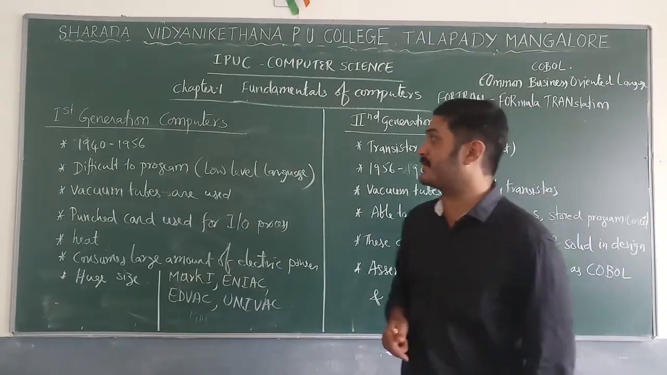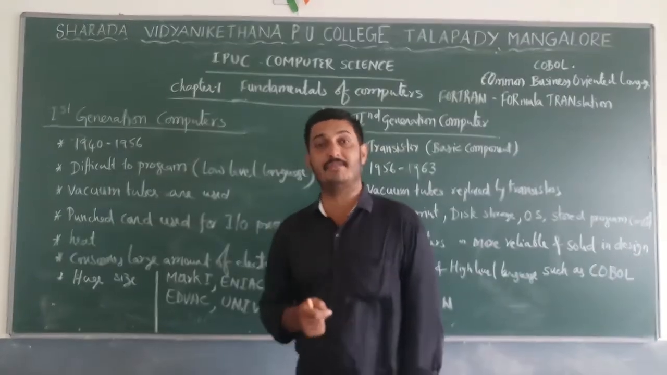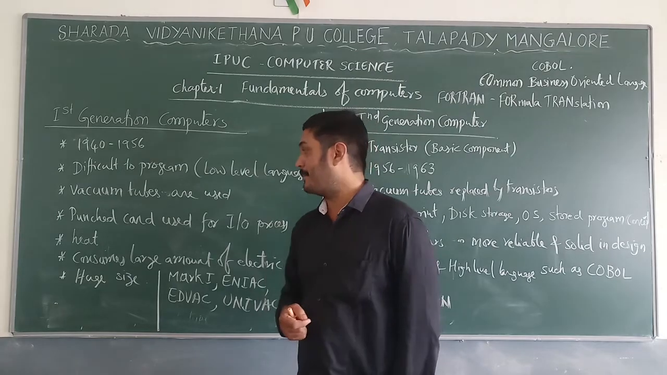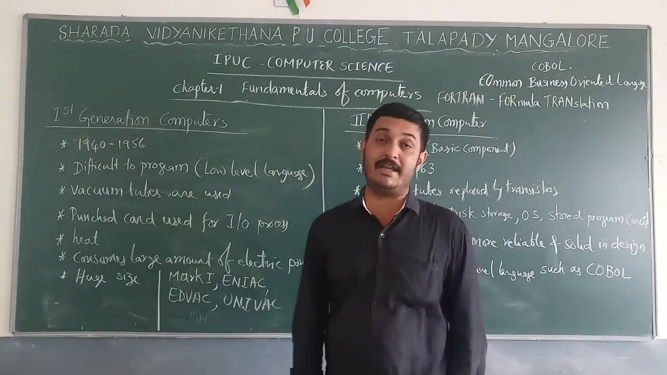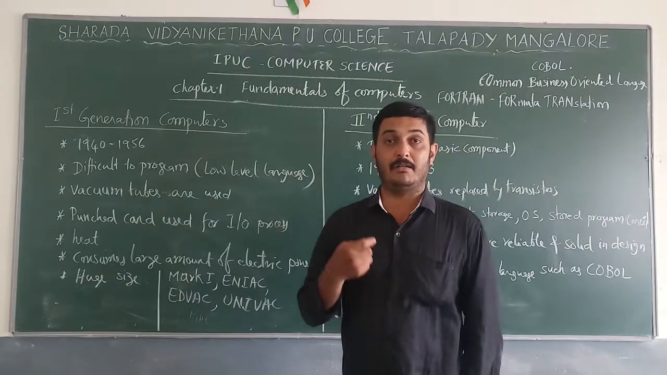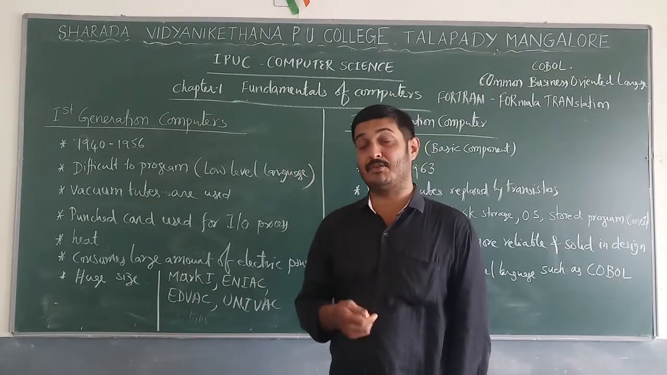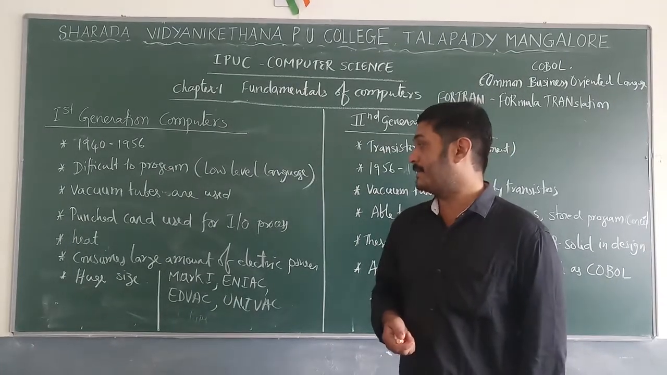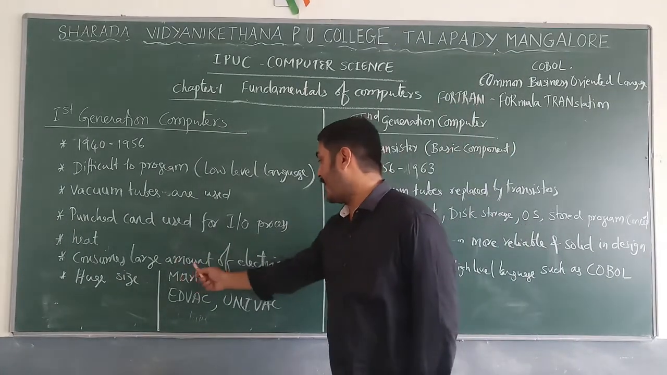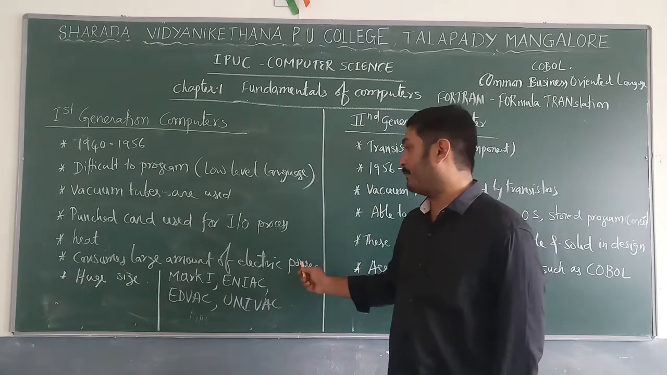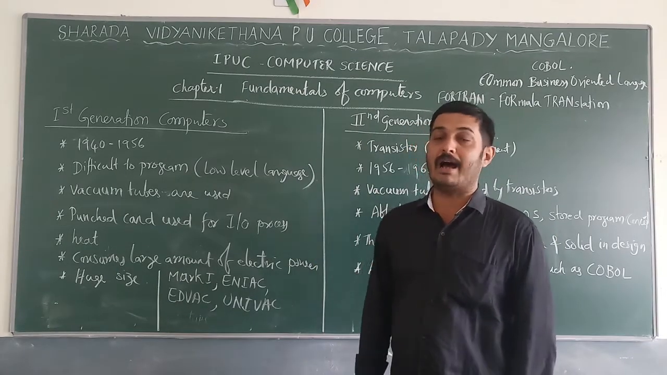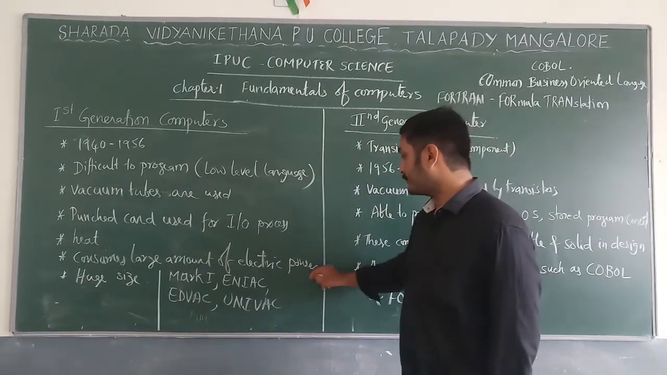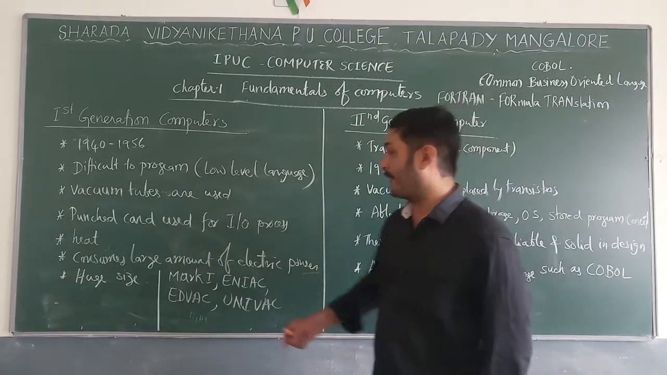And next, the first generation computer produces enormous heat, a large amount of heat. Because of this heat, there may be some problem with the components also, so automatically components may fail. And next one is it consumes a large amount of electronic power. That means we need a large amount of electronic power.